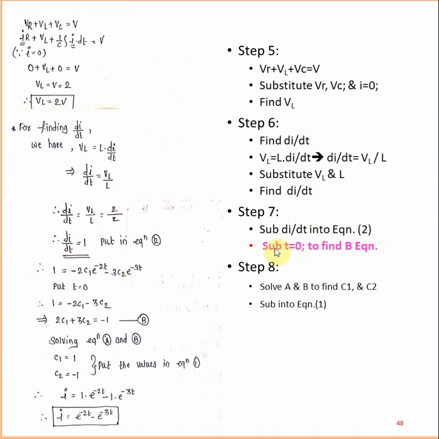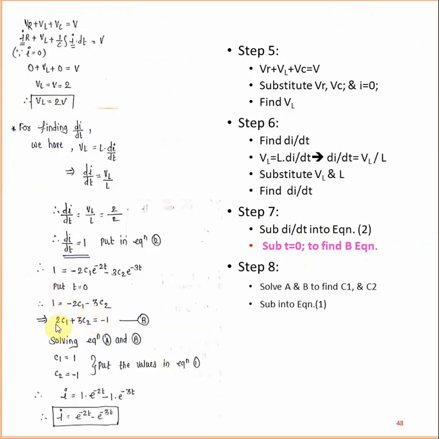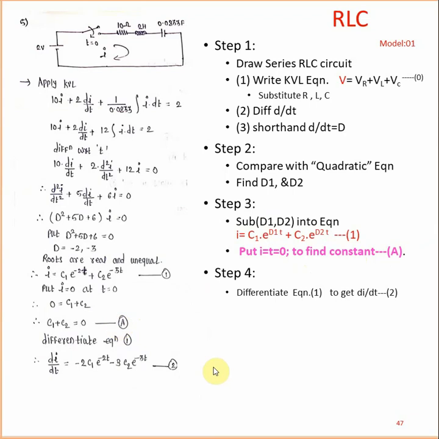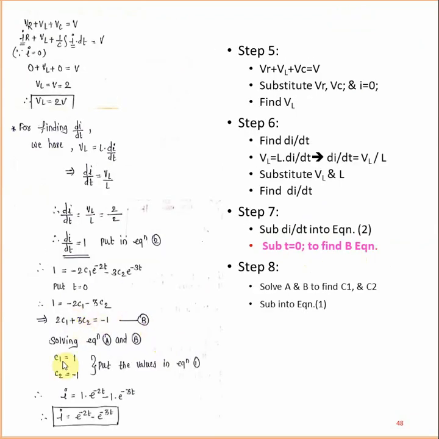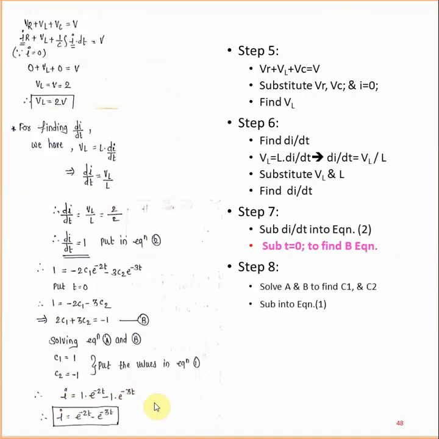Substitute t is equal to 0. Then find the B equation. The A equation I got is C1 plus C2 is equal to 0. The B equation I got is 2C1 plus 3C2 is equal to minus 1. Use the calculator with A and B to solve for C1 and C2. Once you get C1 and C2, substitute into the first equation and write the equation. That's all about that RLC circuit.